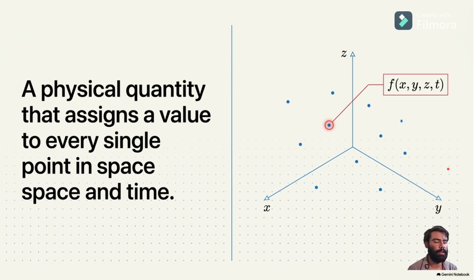What is a field? You must have heard this word many times before. When you study gravitation, you hear about the gravitational field, and you have heard about the electric field. But what is a field? A field is a physical quantity that assigns a specific value to every single point in space. So in your room, every point has a different temperature, and this is called a field.